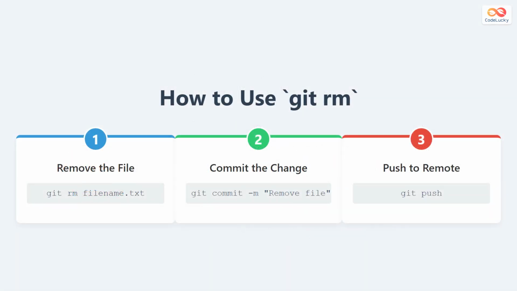Using the command is a straightforward three-step process. First, you run git rm, followed by the name of the file you want to delete. Second, you commit this change with a clear message, which records the deletion in your project's history. Finally, you push your changes to the remote repository so your teammates get the update.